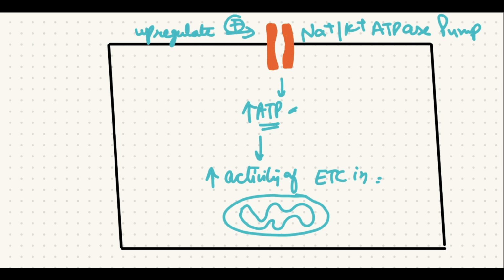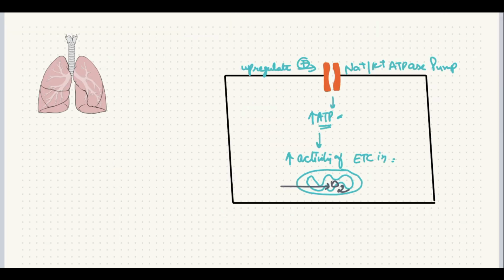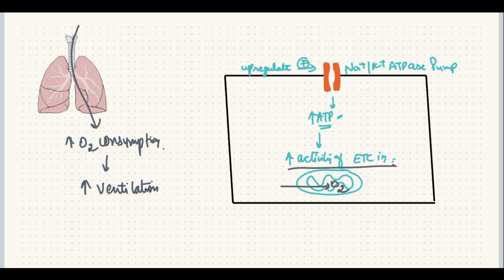And for proper functioning of the electron transport chain, there must be the presence of oxygen. So oxygen consumption is increased, and with increased oxygen consumption there is increased ventilation. With increased activity of the electron transport chain, there is increased production of ATP, and also production of heat as a byproduct of the electron transport chain.